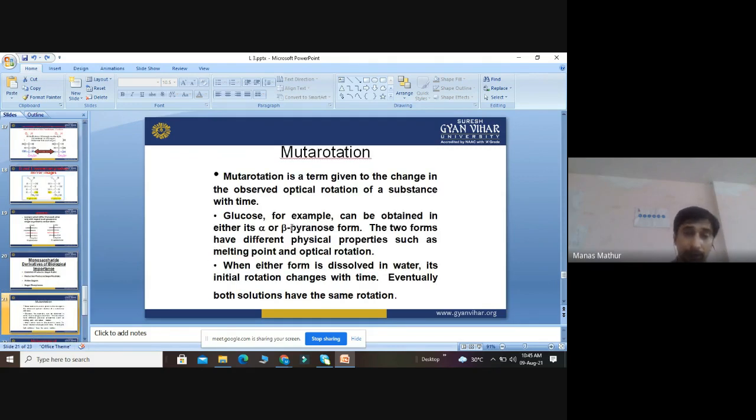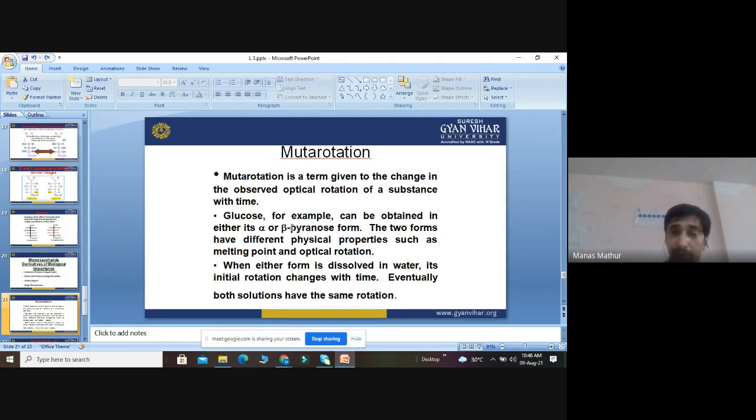Then we discuss another concept, that is mutarotation. What is mutarotation? It is a term given to the change in the optical rotation of a compound. The optical rotation is measured basically at certain angles. For example, glucose can be obtained in two forms, either alpha or beta.